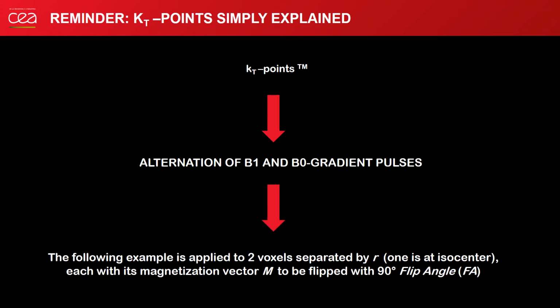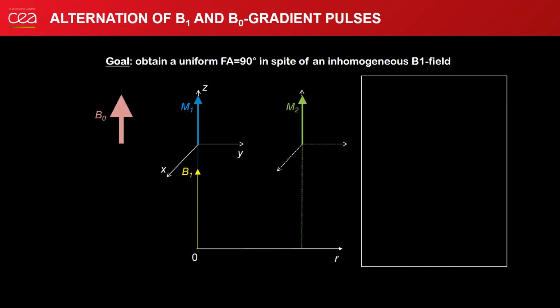The following example shows the magnetization of two distant voxels M1 and M2, M1 being at isocenter, which we want to tilt by a flip angle FA of 90 degrees, although the applied B1 field amplitude has a dropping profile when moving away from isocenter, say drops by a factor 2 where the second voxel is.